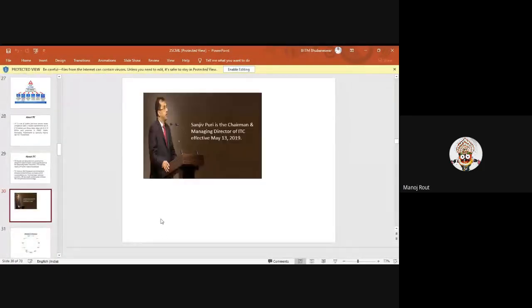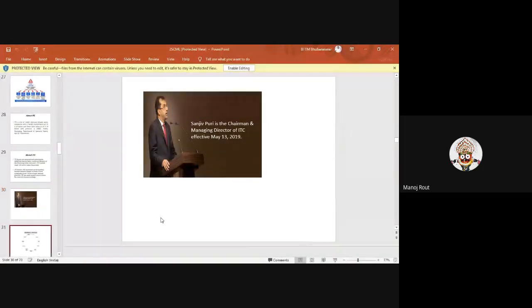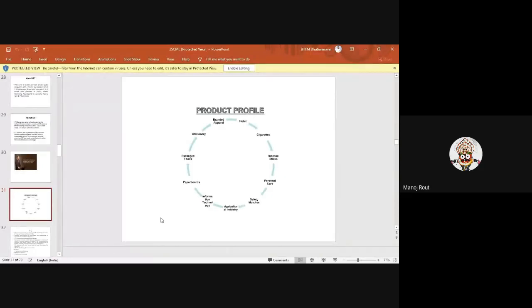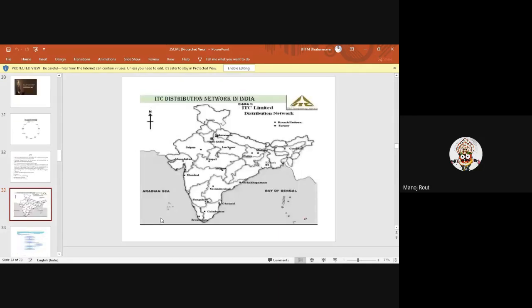So this is the founder, the chairman and managing director of the ITC group, that is Sanjeev Puri. And the next one is the product profile, starting from the brand apparel, then the hotel, then cigarettes, then incense sticks, personal care, safety matches, agricultural industries, information technology, paperboard, packaged food, and the last one is sanitaries. So in that case, we have directly gone through this particular case study.